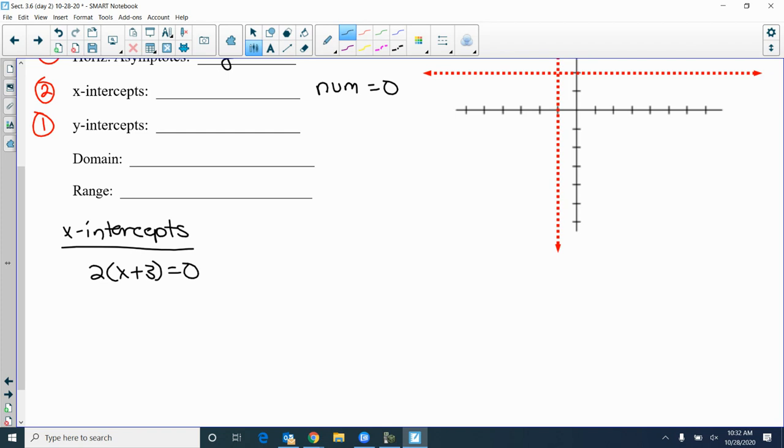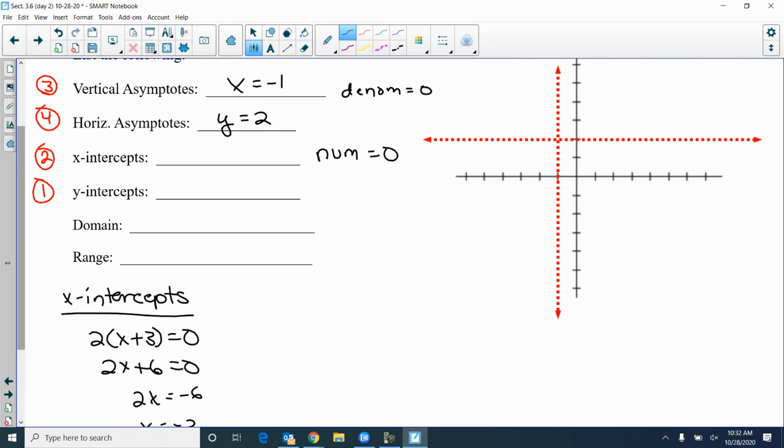So you get 2x plus 6 equals 0. 2x equals -6. x equals -3. All right, make this (-3, 0). Plot that point on your graph. (-3, 0).